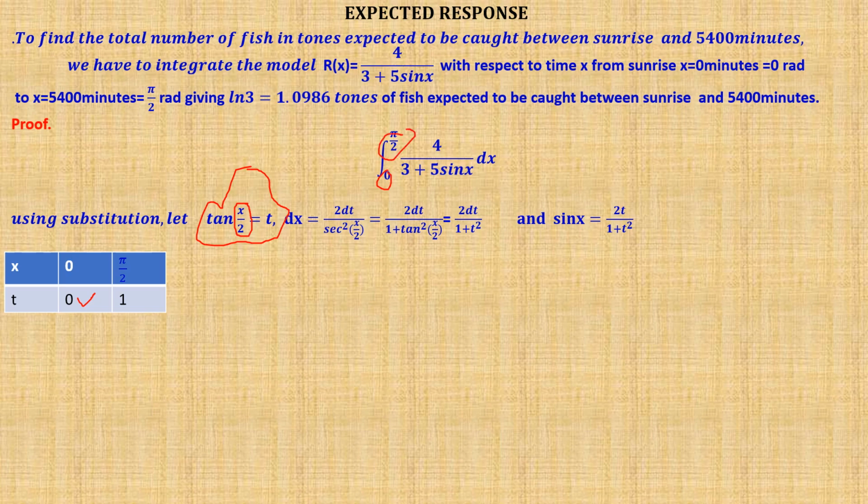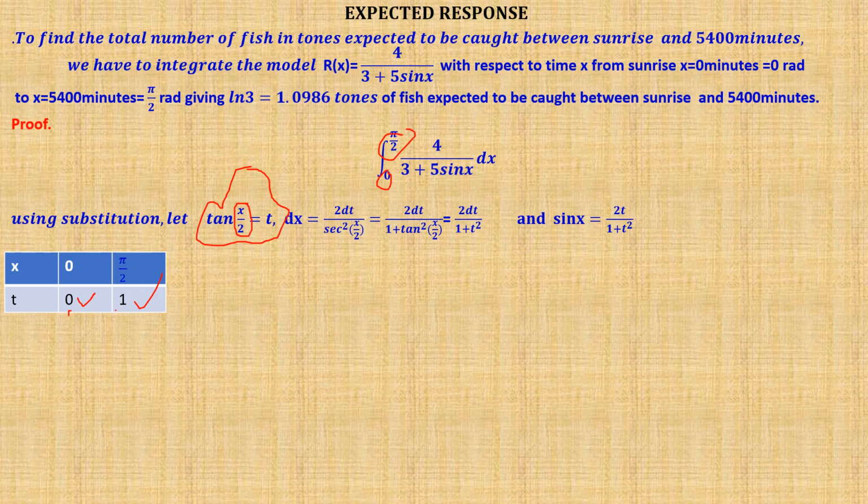Where x is, I put pi over 2, simplify everything, I get tan of pi over 4, and pi over 4 is like tan of 45, and tan of 45 gives us 1. So that's why I will have now 1. So my new limits: the lower limit will be 0 and the upper limit will be 1.